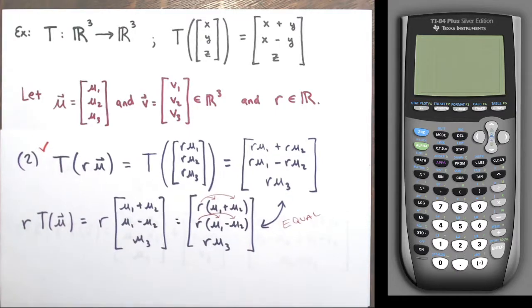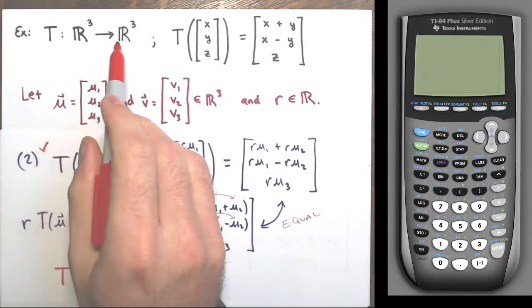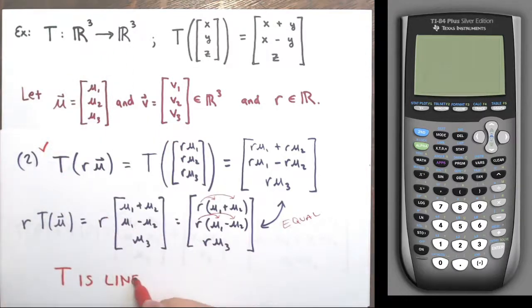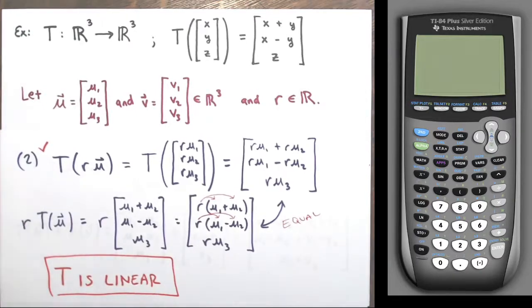So since both properties hold, the additivity and homogeneity, vector addition and scalar multiplication are both preserved by this transformation, or operator, sorry. T is a linear operator, you could say, because the domain and codomain are the same. But we'll just say linear transformation, right? So T is a linear transformation. Wonderful.